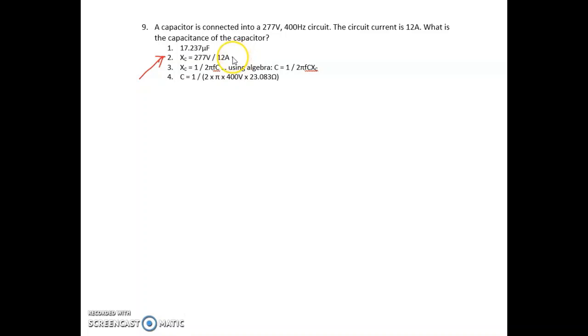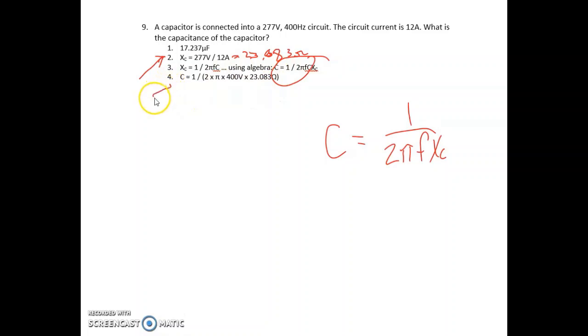And that equals 23.083 ohms. Sorry for my bad writing. And then using this formula here, we saw the algebra for that earlier, but I'm just going to write it a little bit bigger. Capacitance equals 1 over 2 pi times capacitive reactance. If we plug in the numbers that we determined and that were given, that's step 4 here, that yields a capacitance of 17.237 microfarads.